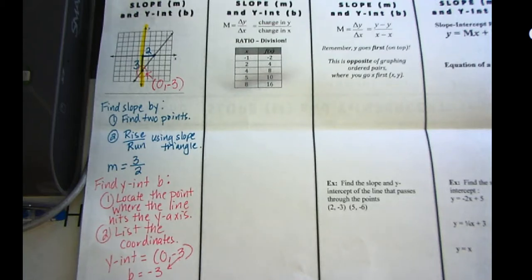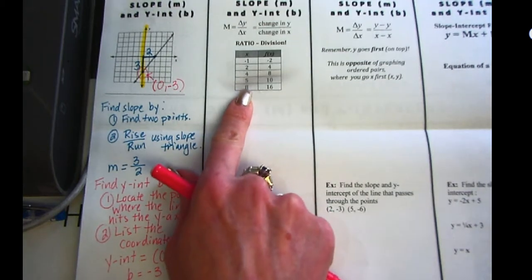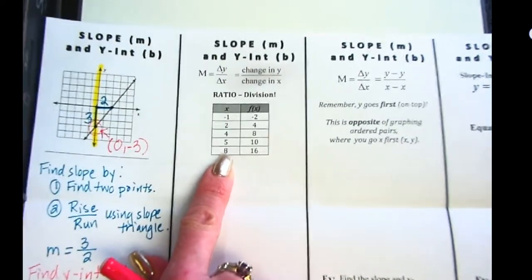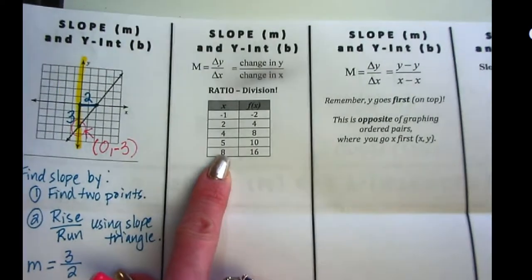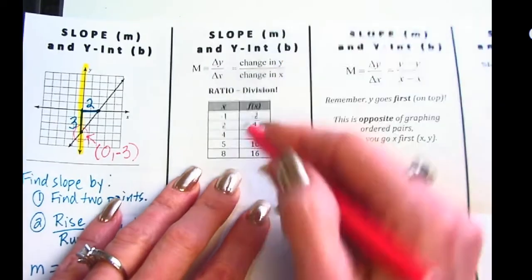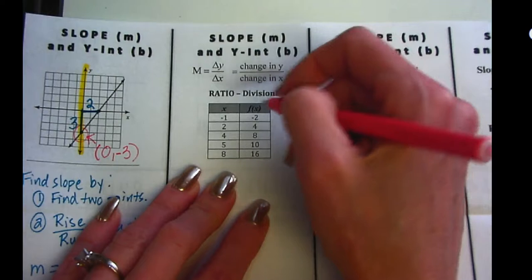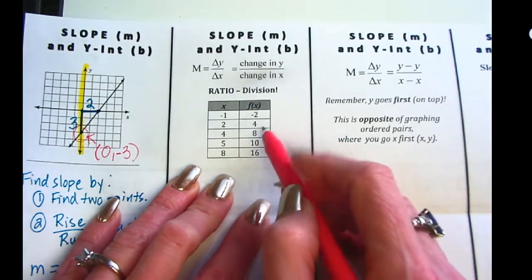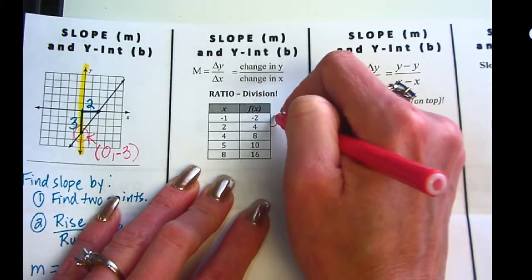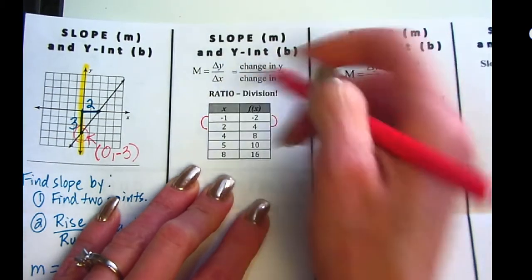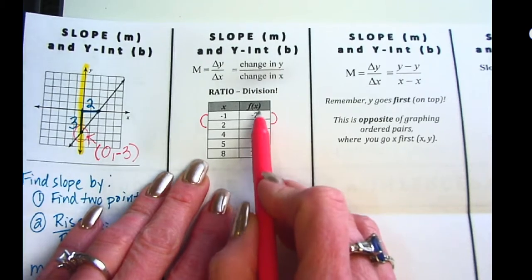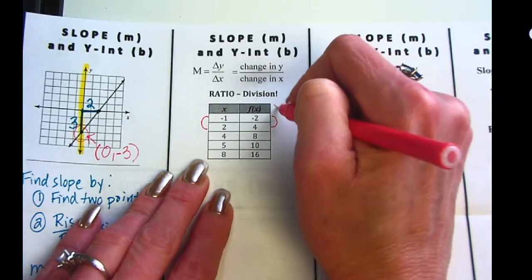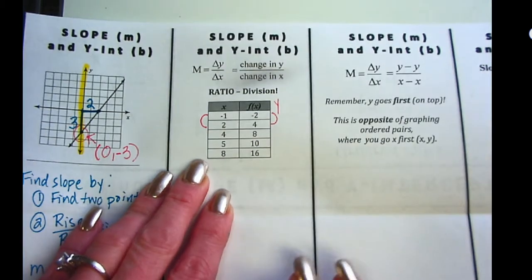So I'm going to show you how to do this on a table. For the table here, I'm going to look for two values for x and two values for y. This f of x is the same thing as y. It's your output value. So I'm looking for the relationship between our change in y and our change in x. This f of x is just another way of saying y. We'll talk more about that later.